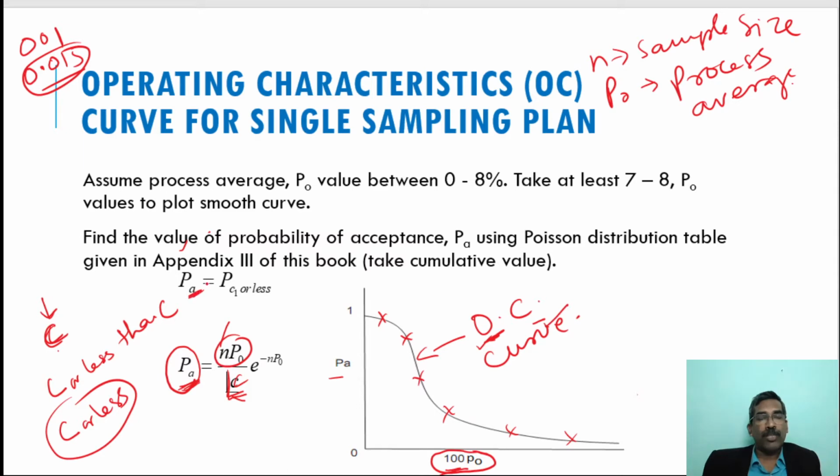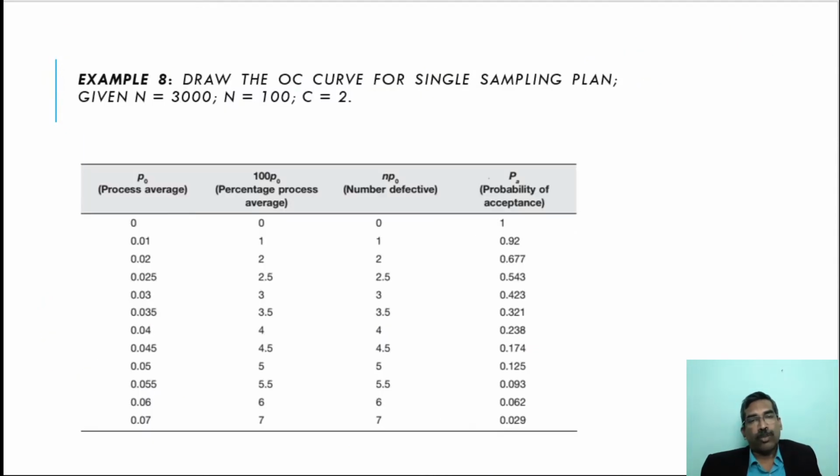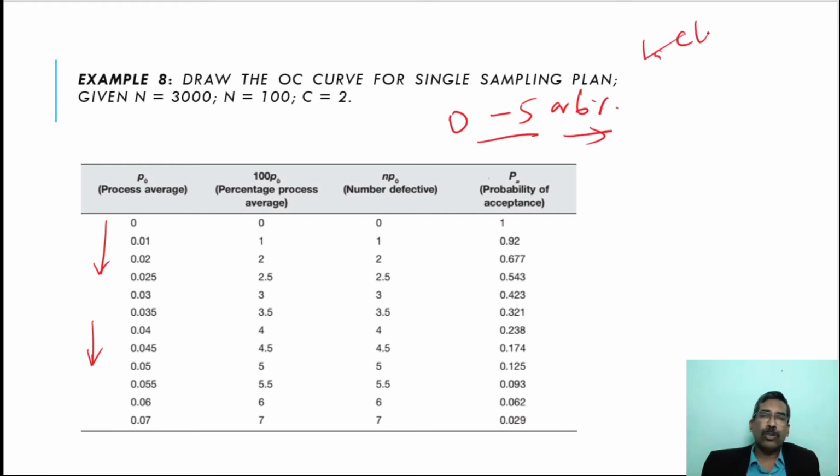So this PA is the probability of acceptance for C1 or less. Now see this numerical example. Here we have considered different values of P0. We should consider the P0 value between 0 and 5% or 6%, because if we consider more than this, then the PA will be very close to 0, or tends to 0. So there is no need to do such a large number of calculations here. But here I have done up to 7%.